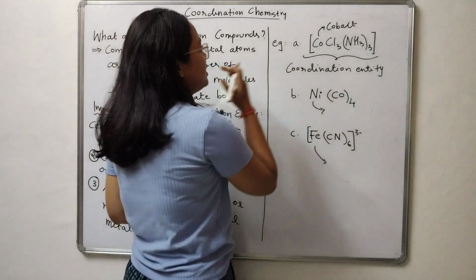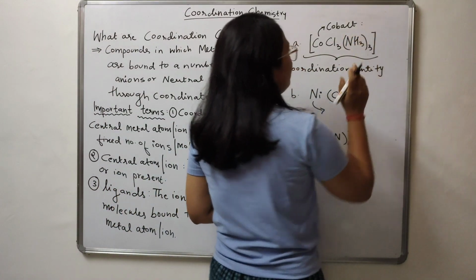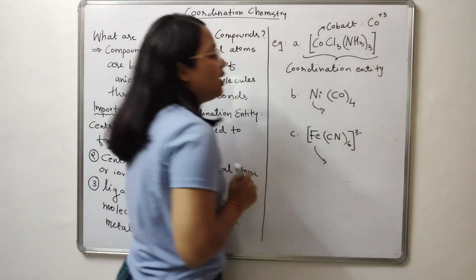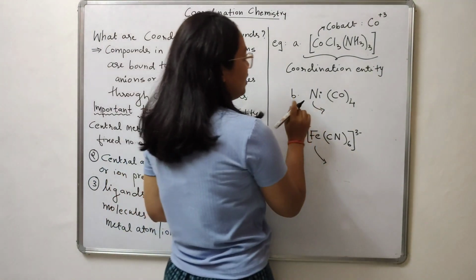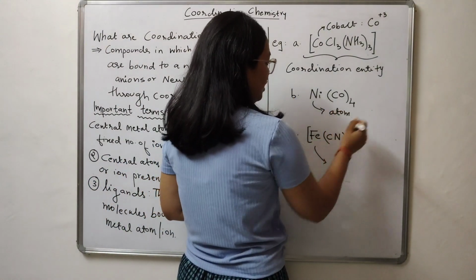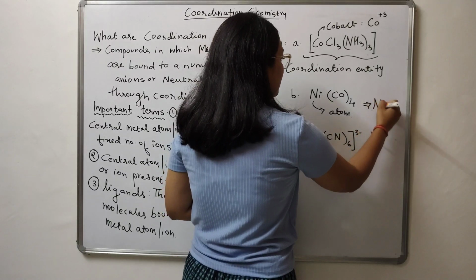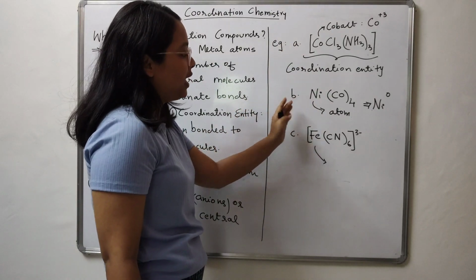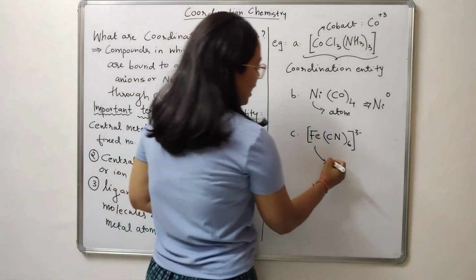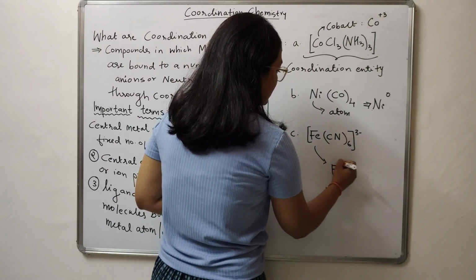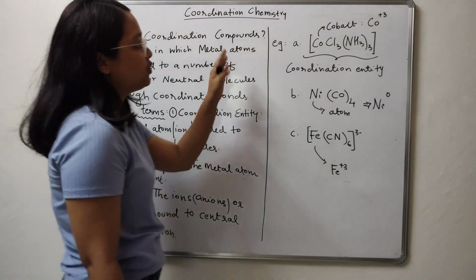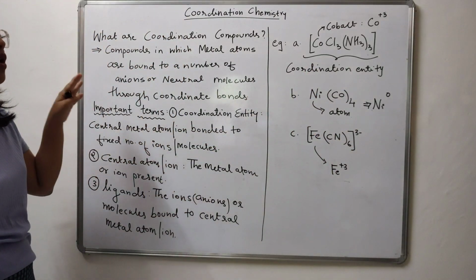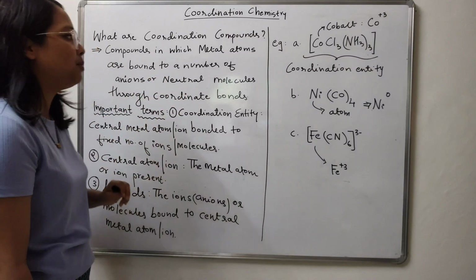If you look at the first example, we have cobalt. Cobalt over here will be present in the cationic state, that is cobalt will carry an oxidation state of +3. Whereas nickel over here is present as an atom, because in this example nickel carries a 0 oxidation state. So this is cationic, this is an atom. And the last one, in the case of iron, iron is going to carry an oxidation state of +3. So first we discussed what is the coordination entity, and now we looked at the central metal atom or the central metal cation as per the example that you are dealing with.